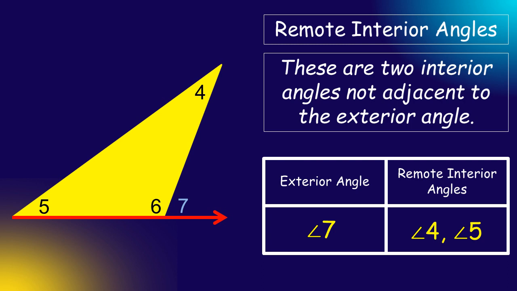Okay, so kasi ang kalapit ni angle 7 ay angle 6. So basically, angle 6 is not the remote interior angle. Tsaka kapag sinabi nating remote interior angles, dalawa kagad yon. Dalawa ang pinag-uusapan natin.